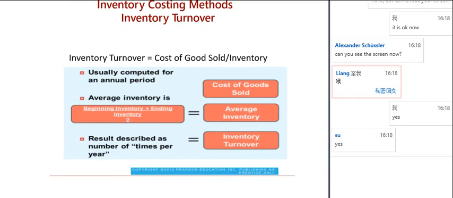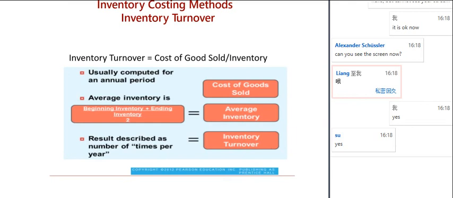Then we talk about inventory turnover, and inventory turnover is a ratio that shows how many times a company's inventory is sold and replaced over a period of time. Essentially, the inventory turnover measures how fast the company is selling its inventory. And you can compare it against industry averages, for example.